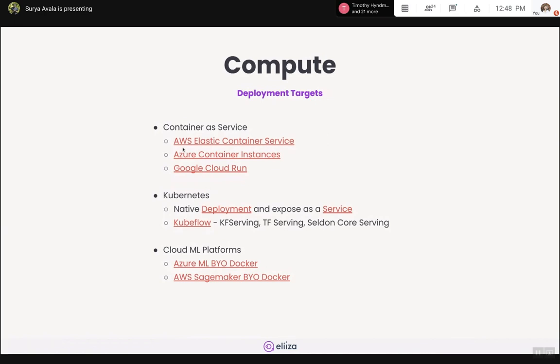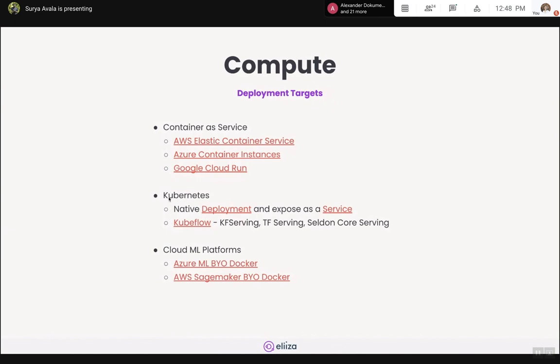For example, AWS has Elastic Container Service, Azure has Azure Container Instances, and Google has Google Cloud Run. So essentially, at the end of the day, we're giving them a Docker container, and then they're running it for us. That's an oversimplification of it, but yeah, that's what it is at the end of the day.